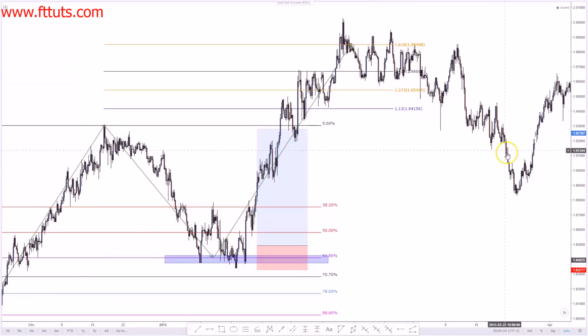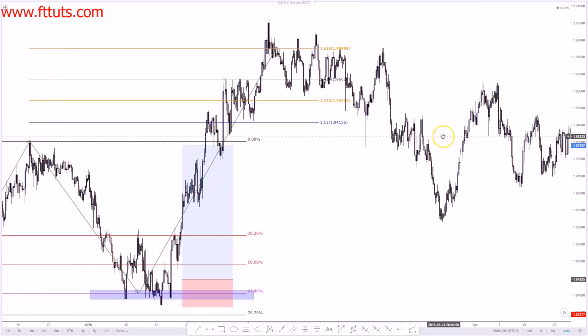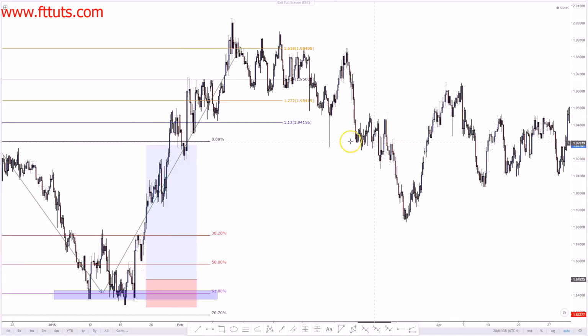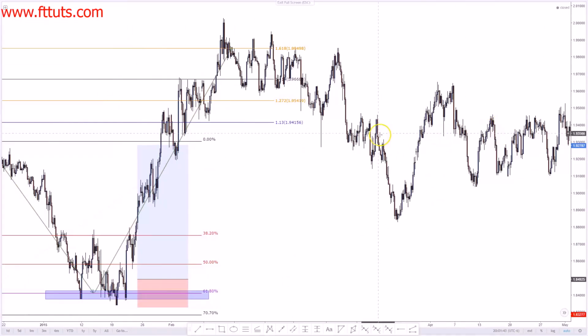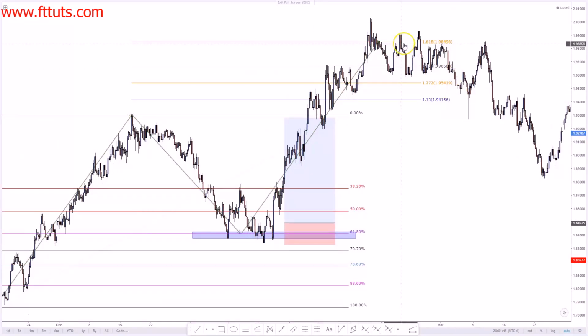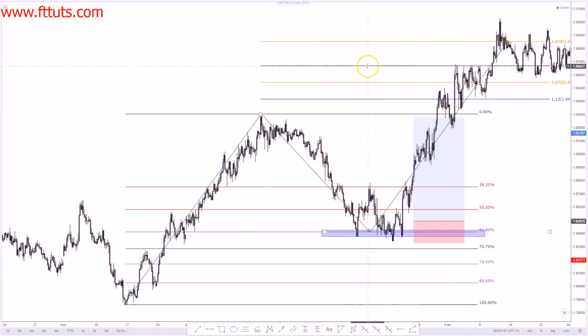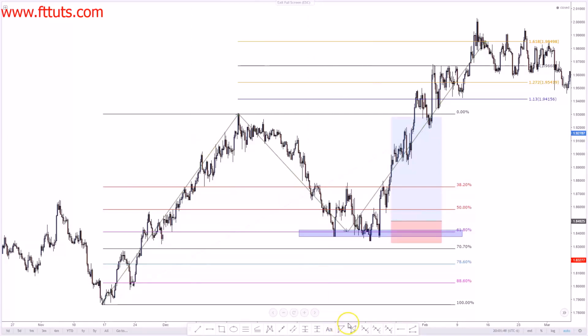Boom, you get a big pullback. All right, and the market just consolidated, really just ranged before breaking it again. But it did a big pullback after hitting this 1618. All right, so for the ABCD pattern, this is an ABCD pattern.